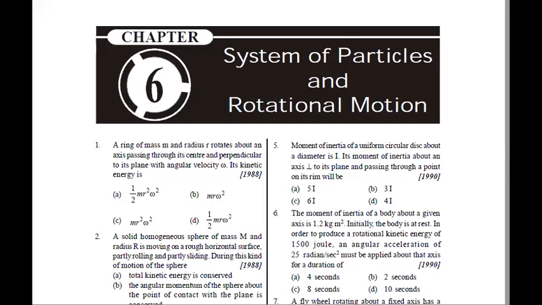So we are going to discuss the problems of NEET previous year. I hope all of you have solved it, right? So we will start with discussing the concept first.